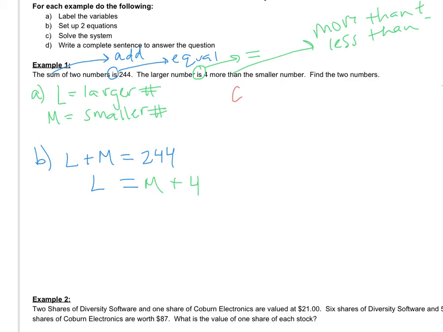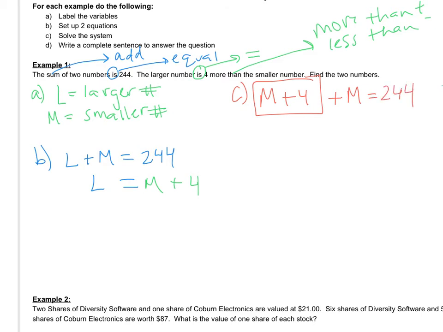In part C, I'm going to go ahead and solve these. This system is set up perfectly for the substitution method. So if I take a look, I can put my box around this M plus 4, and I'm going to substitute that in for the L in the top equation. So I get M plus 4, again that's the thing in the box that we're substituting in, plus M equal to 244.